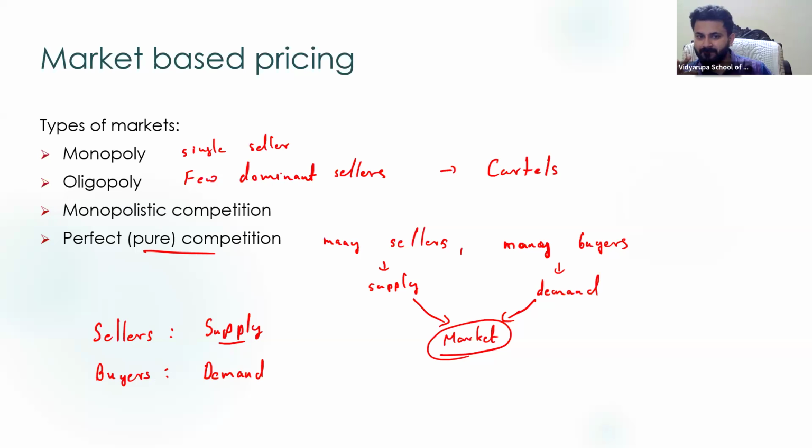By the way, for monopoly, oligopoly, and pure competition, in all the cases we are assuming the same product: same product with a single seller, or same product with a few dominant sellers, or same product with many sellers. Same product or same service. But when it comes to monopolistic competition, there are many sellers selling the same but not identical products. Okay, I know it can be confusing in one shot, so I'll help you here.